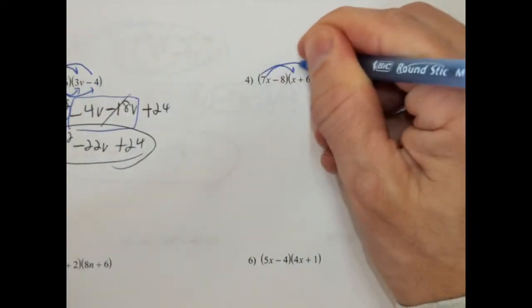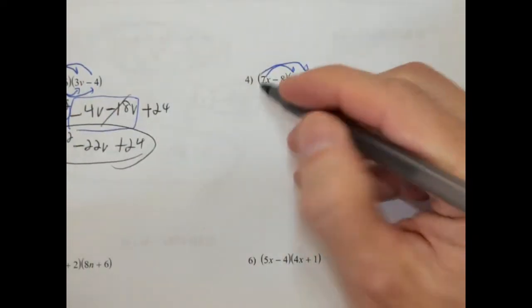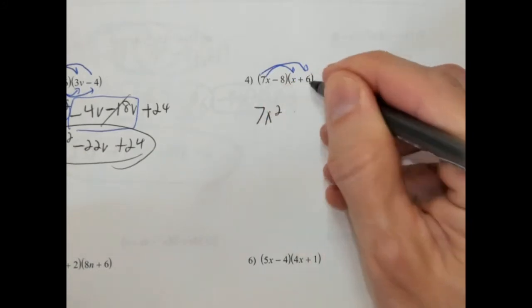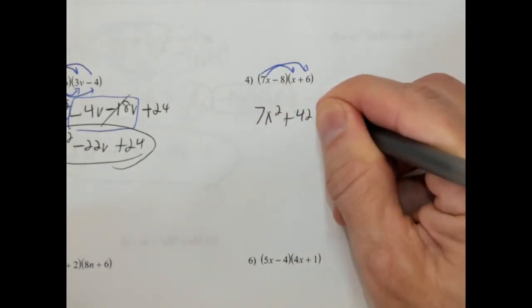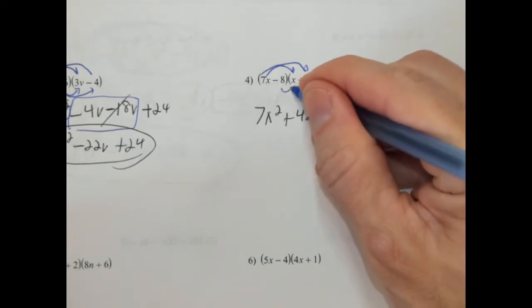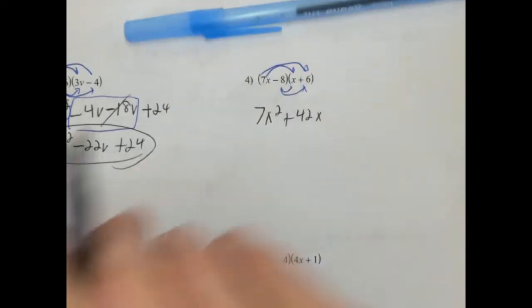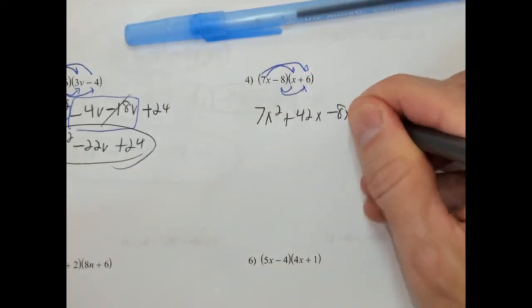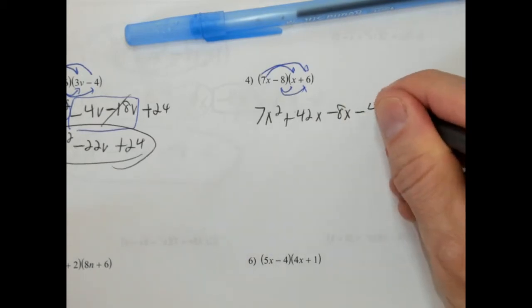7x times x, 7x times 6. 7x times x is 7x squared. 7x times 6 is plus 42x. Negative 8 times x and negative 8 times 6. Negative 8 times x is going to be negative 8x. Negative 8 times 6 is going to be minus 48.